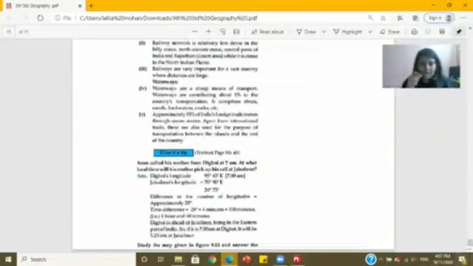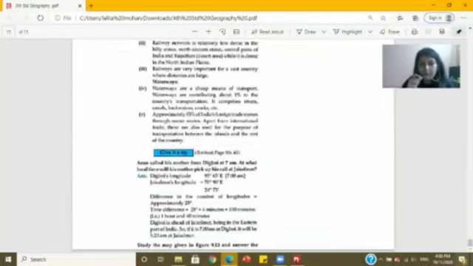Arun called his mother from Digboy, which is in Assam, at 7 a.m. At what local time will his mother pick up his call at Jaisalmer? So we have Digboy's longitude, that is 95 degrees 63 minutes east, and Jaisalmer 70 degrees 90 minutes east. The difference is 24 degrees 73 minutes east. We have simply subtracted it.